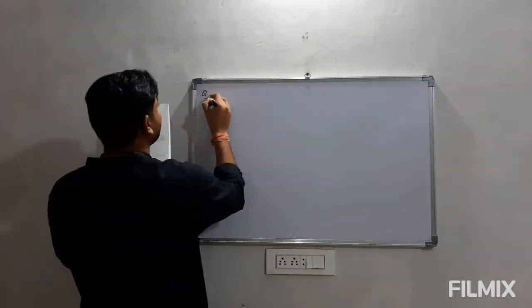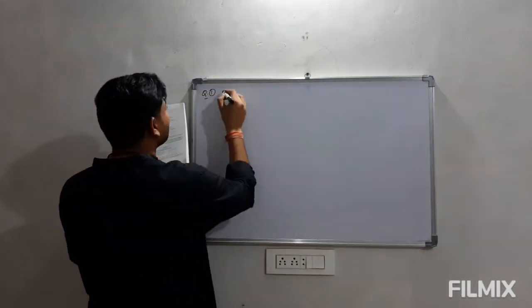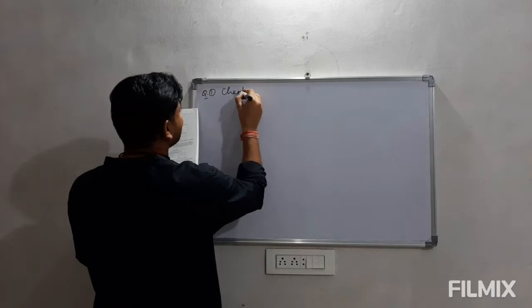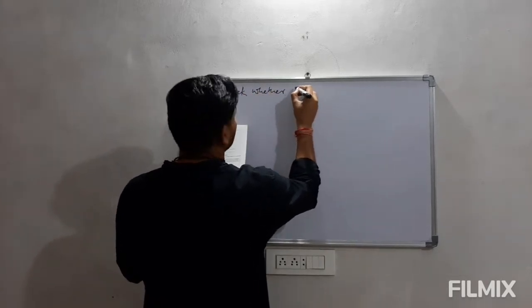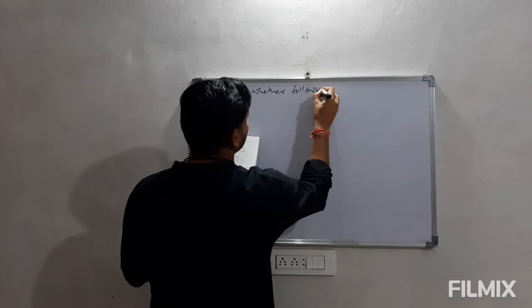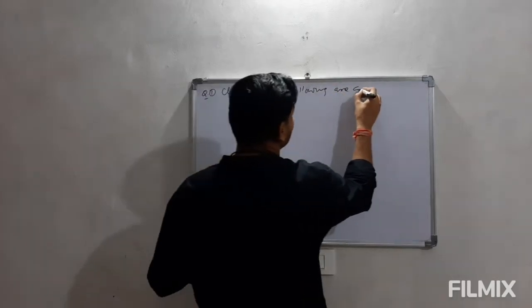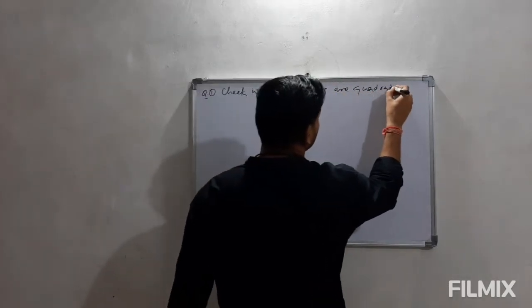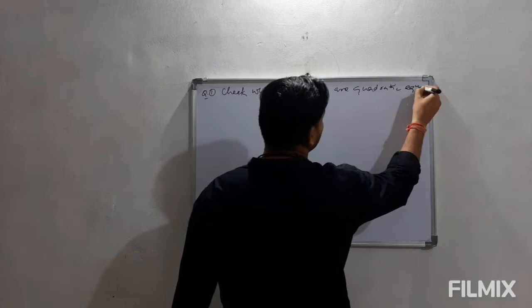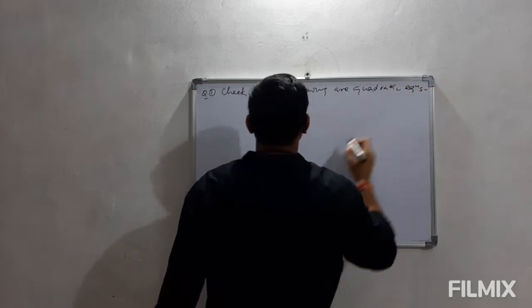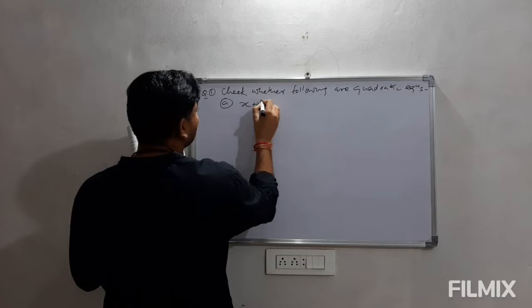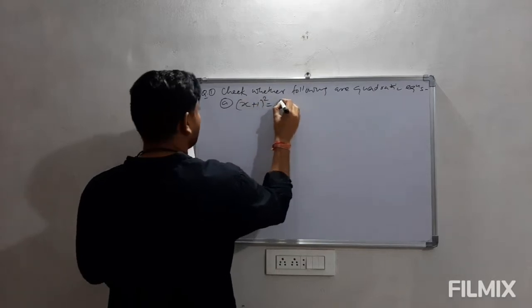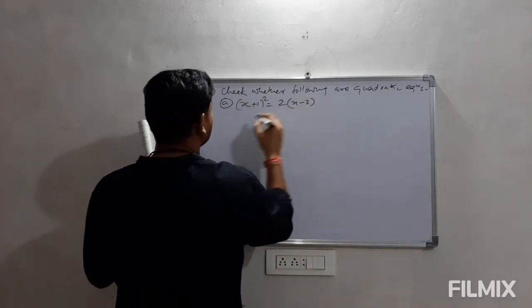So there is a question like, if we call it question number 1, check whether following are quadratic equations. In this, the first question is something like this: x plus 1 whole square is equal to twice of x minus 3.